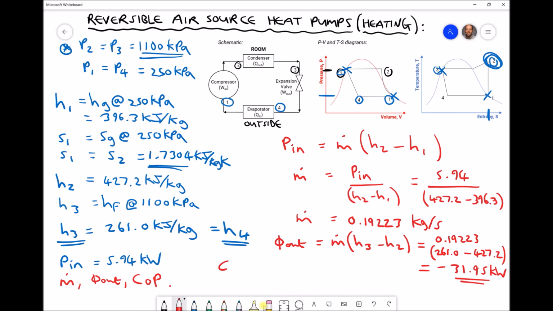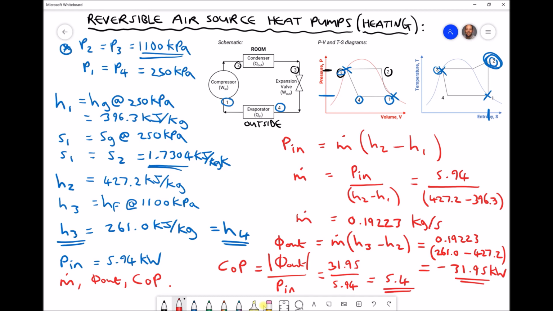So our coefficient of performance then? Well, when we calculate our coefficient of performance, we need to use the magnitude of heat energy being lost by the refrigerant because that's the same as the heat energy being gained by the room. So we have the magnitude of phi out over Pin, or in this case, 31.95 over 5.94, giving us a coefficient of performance equal to 5.4, and that's accurate to 1 decimal place.